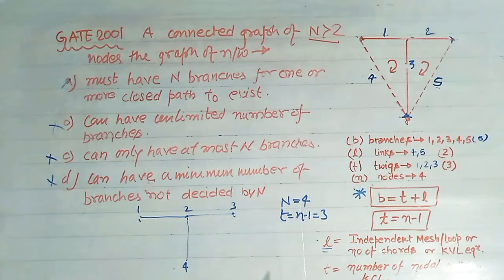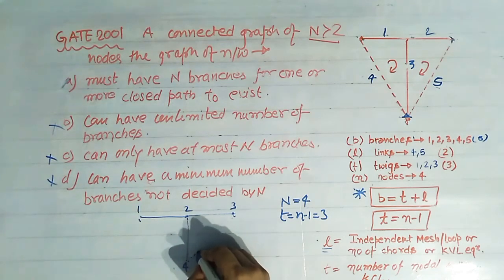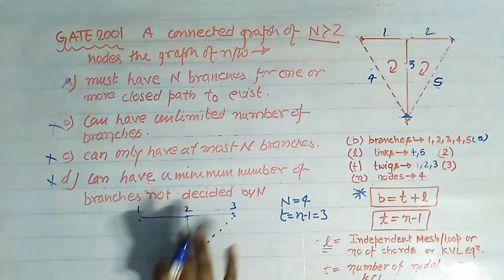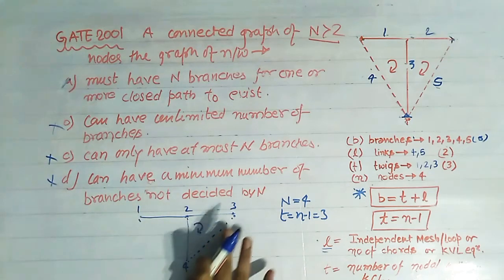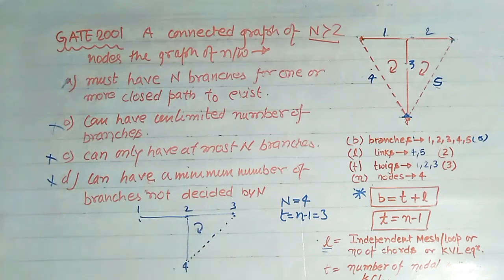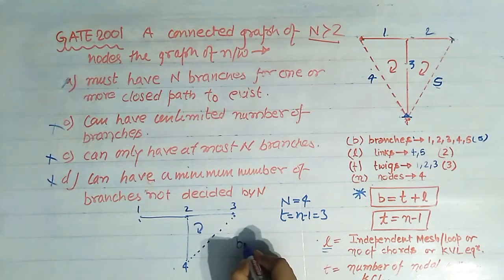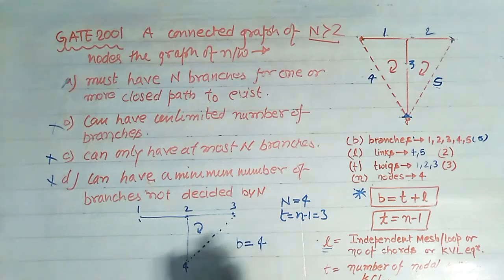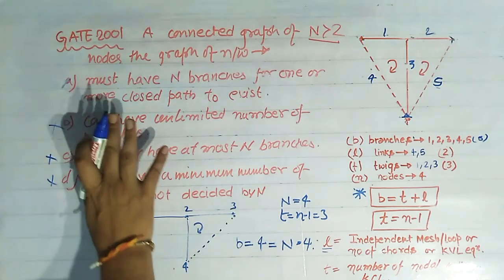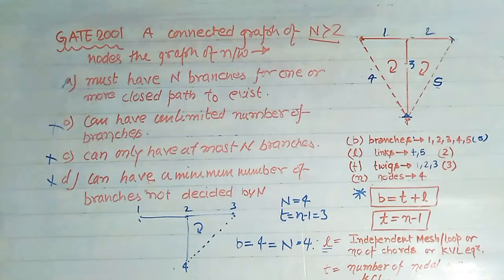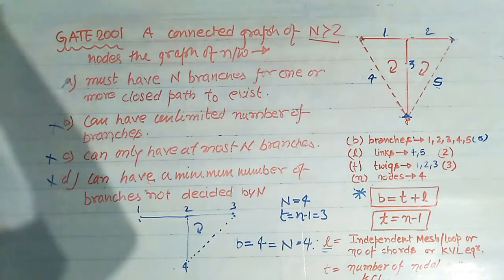Suppose for at least one closed path, we need one link. If I take this link, then we get one closed path. So to have minimum one closed path, we add a link here. On adding this link, the total number of branches in a tree B is equal to 4, and that is equal to the number of nodes n, that is 4. So we can say that the graph of a network must have n branches for one or more closed paths to exist. So you can easily check this option.